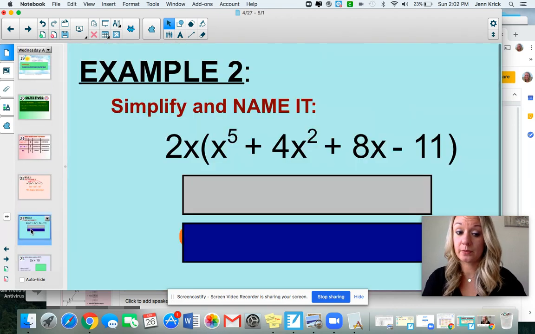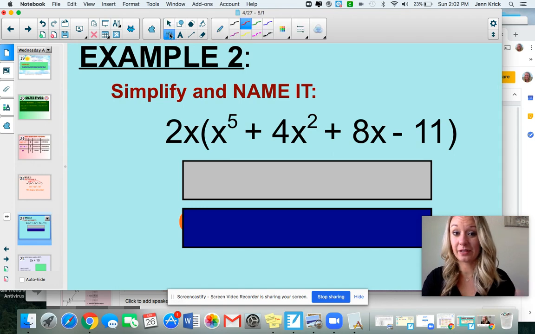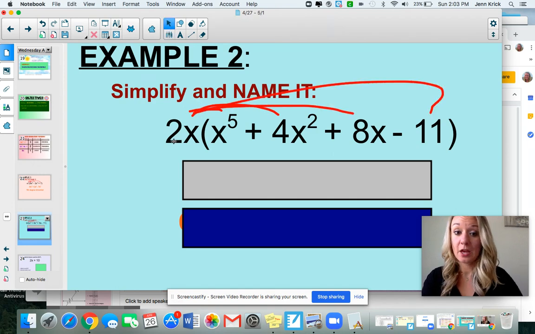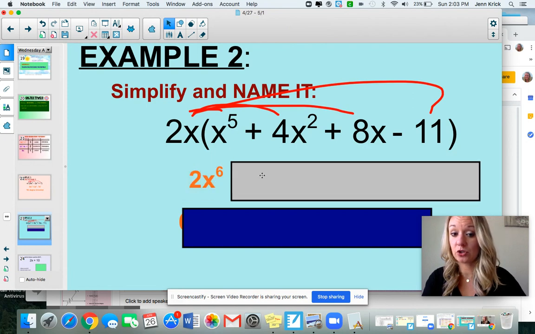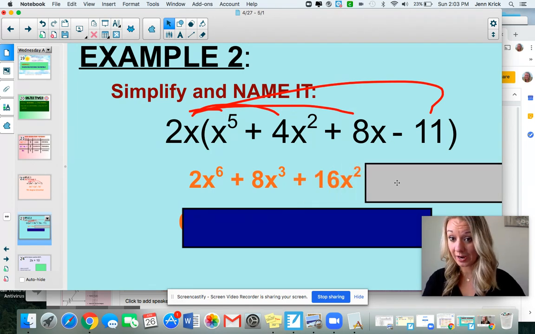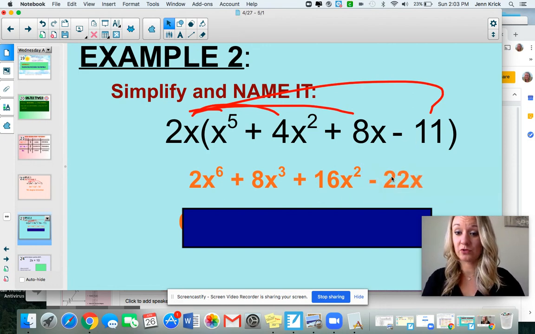Let's do another example to make sure that we've got it. Here's your expression, and it's asking you to simplify and name it. Again, this looks like an accelerated version of the distributive property. We're going to be multiplying 2x by every piece that's inside of here. So 2x times x to the fifth gives me 2x to the sixth. Remember that this has an invisible exponent of 1. Then 2x times 4x to the second is 8x to the third. 2x times 8x, be careful, that's going to be 16x squared. And then the last term, negative 11 times 2x, is going to give me a negative 22x.